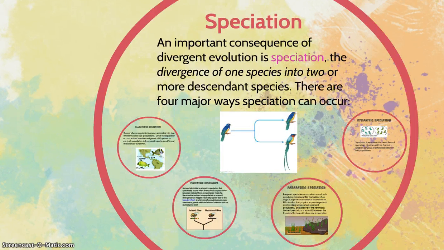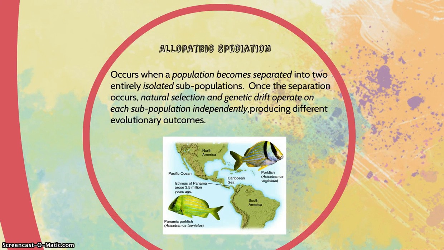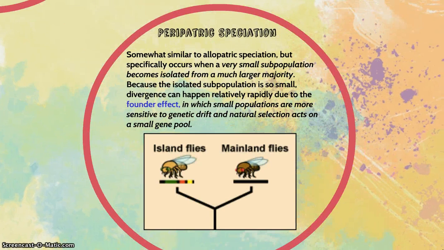First of all, we have what is known as allopatric speciation. And this happens when populations become separated into two entirely isolated subpopulations. And because of genetic drift and natural selection, each subpopulation eventually becomes unrelated and becomes a separate species to one another as a result of that separation.